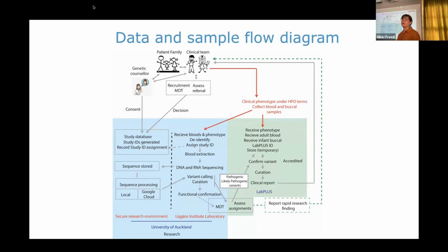They'll provide the referral and recruitment and also go through the consent process with families. Once that's done, the clinical team will collect blood samples, and there'll actually be two sets of samples. One that's sent through the Liggins Institute and a second set that will be sent through the Lab Plus workflow. They'll also be giving us descriptions of the disease phenotype for data analysis too.